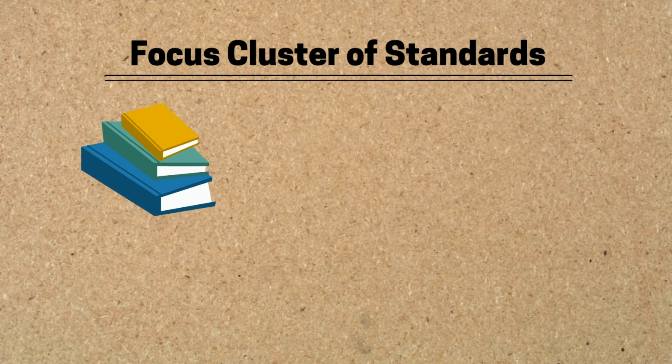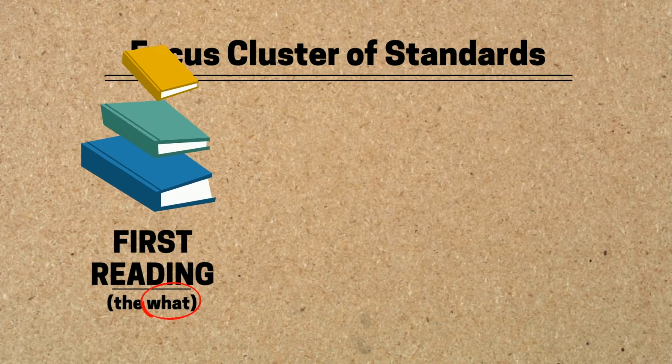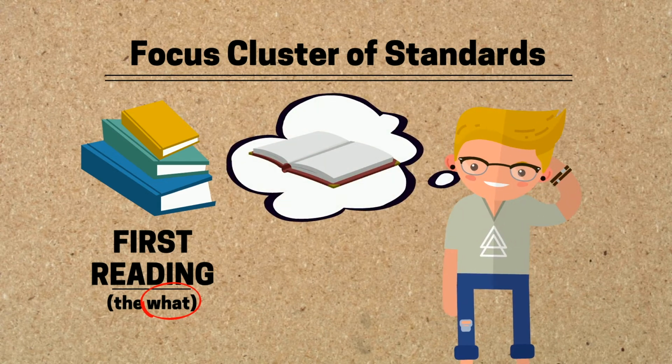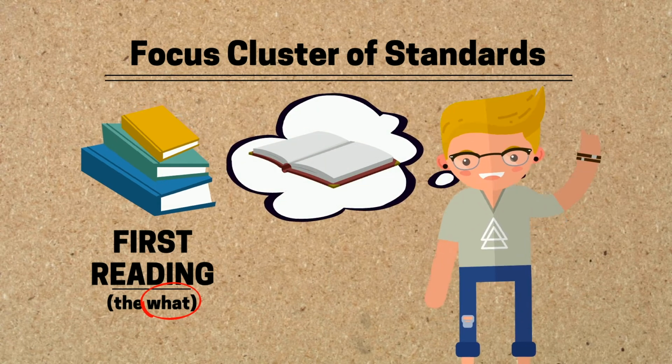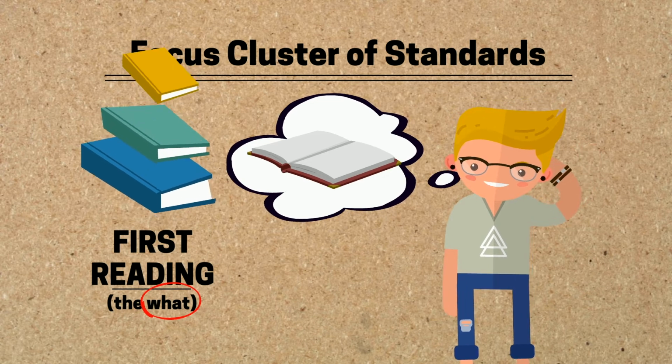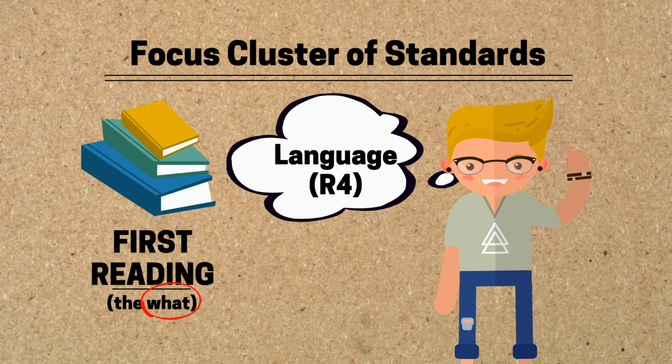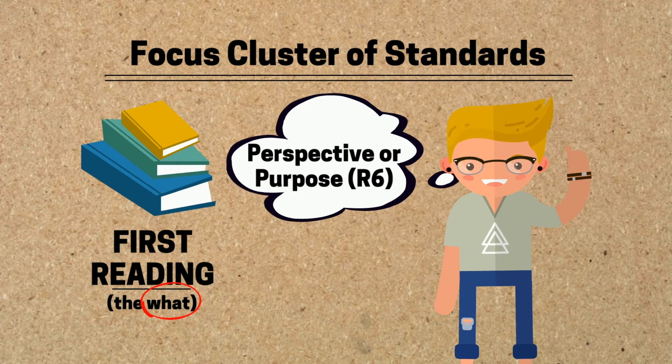The first reading standard in a focus cluster, the what, addresses the disciplinary content your students should be thinking about during the task. For example, what will they be grappling with? Theme, R2, language, R4, perspective or purpose, R6?